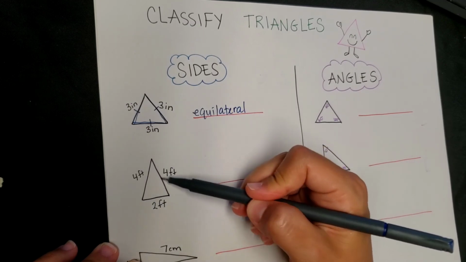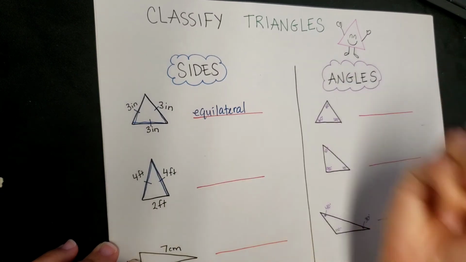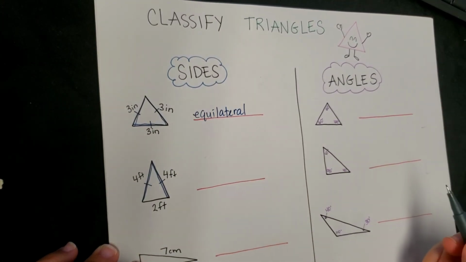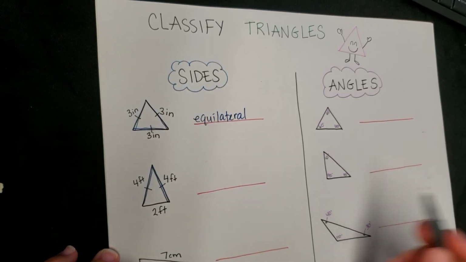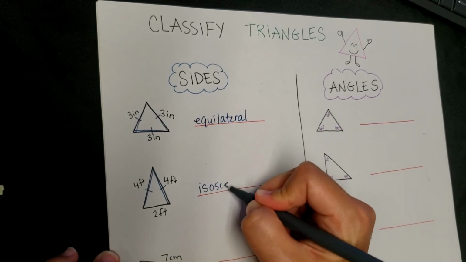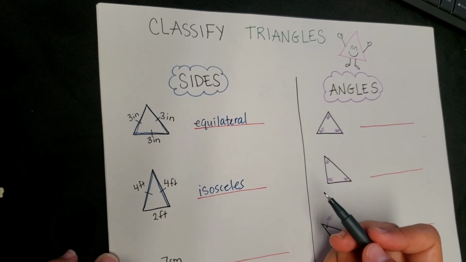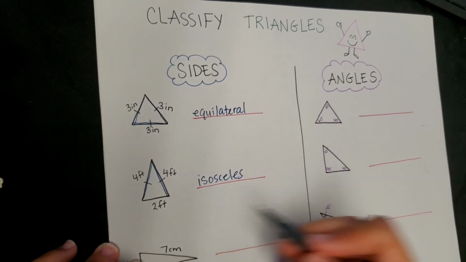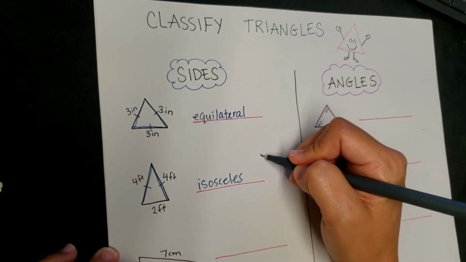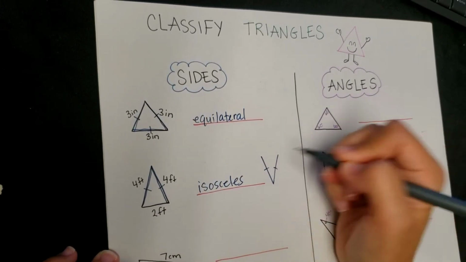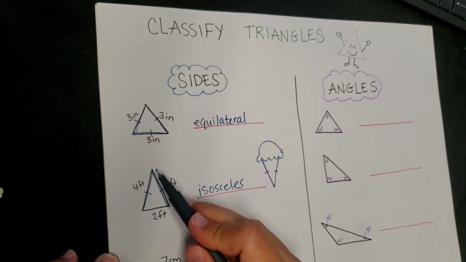Our second triangle here, and again, we're still looking only at sides. We have 4 feet, 4 feet, 2 feet. So we have this side and this side that are congruent to each other. We have 2 sides that are equal, or 2 sides that are congruent. When a triangle has 2 congruent sides, it is called an isosceles triangle. For this, I like to think of the word ice cream, like an ice cream cone. This kind of looks like an upside down ice cream cone. If you think of an ice cream cone, it looks like an isosceles triangle, right? And then of course your ice cream on top.